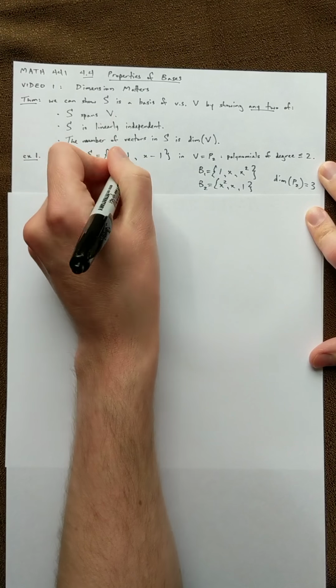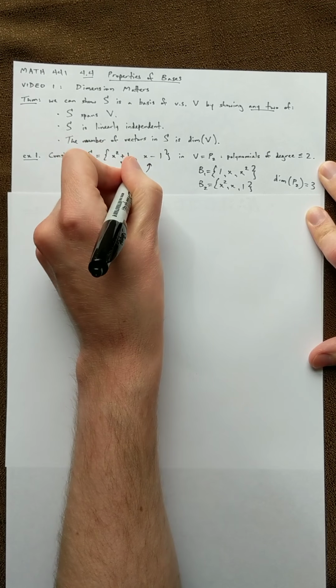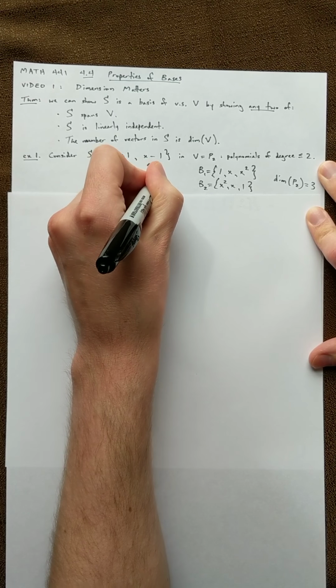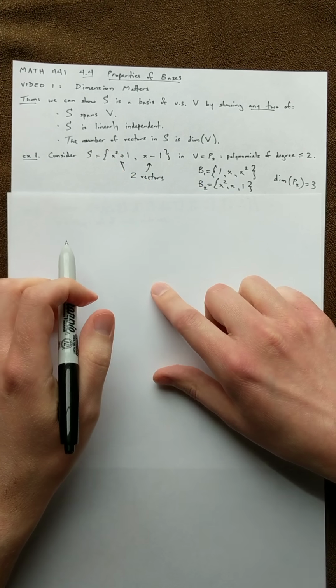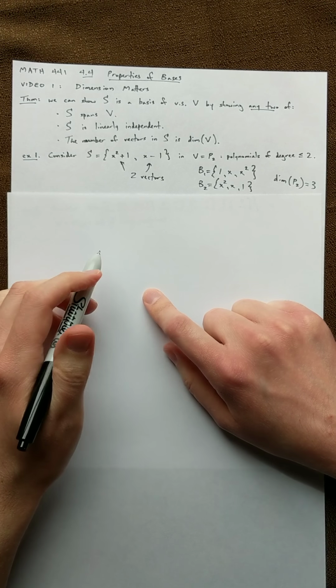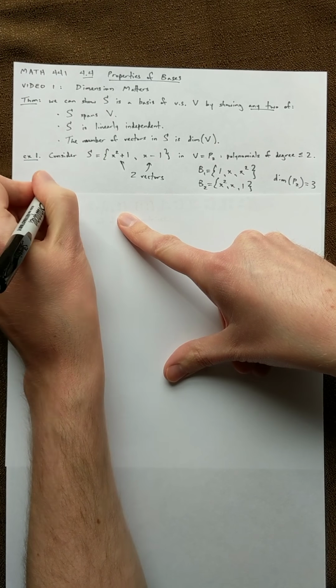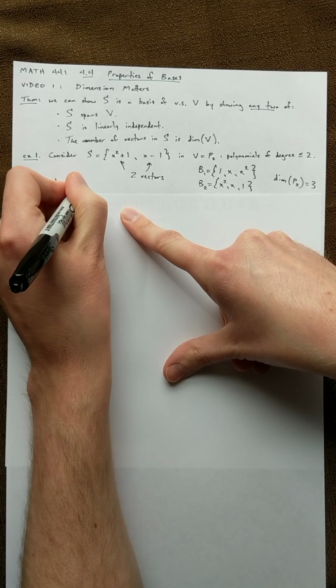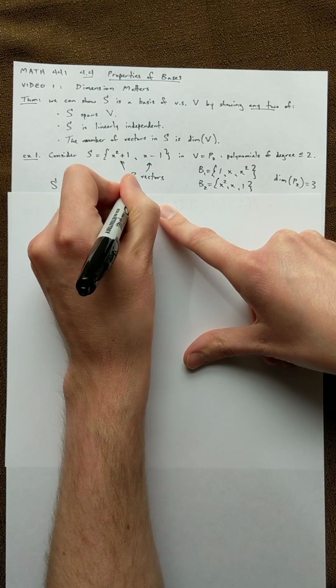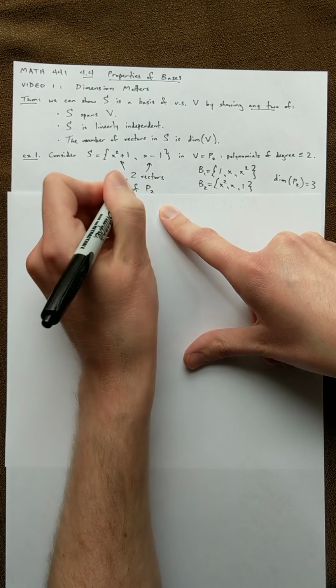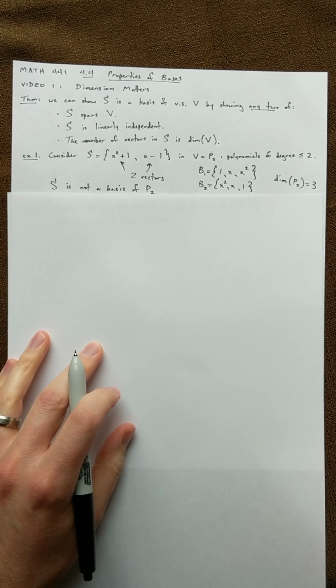So if a basis has 3 vectors, that means the dimension of P2, or dimension of V, is equal to 3, but this only has 2 vectors. And so that's enough right away to say it's going to fail the third condition. The number of vectors is not the dimension of V. So I can say right away S is not a basis of P2.